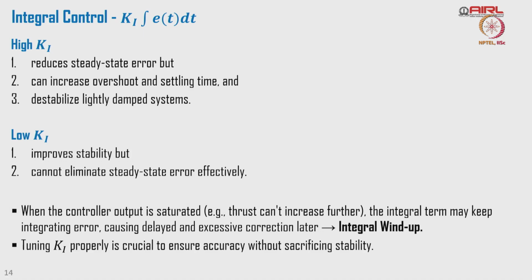Okay. For Ki, integral control reduces steady state error, but a high Ki can increase overshoot, that is a problem, and because of the increased overshoot and more oscillatory nature in the response, it can destabilize a system, especially lightly damped systems. So, if the damping is proper, then we might not be very anxious about it. Okay. So, low Ki improves stability, but cannot eliminate steady state error. Then again the problem of trade off comes.